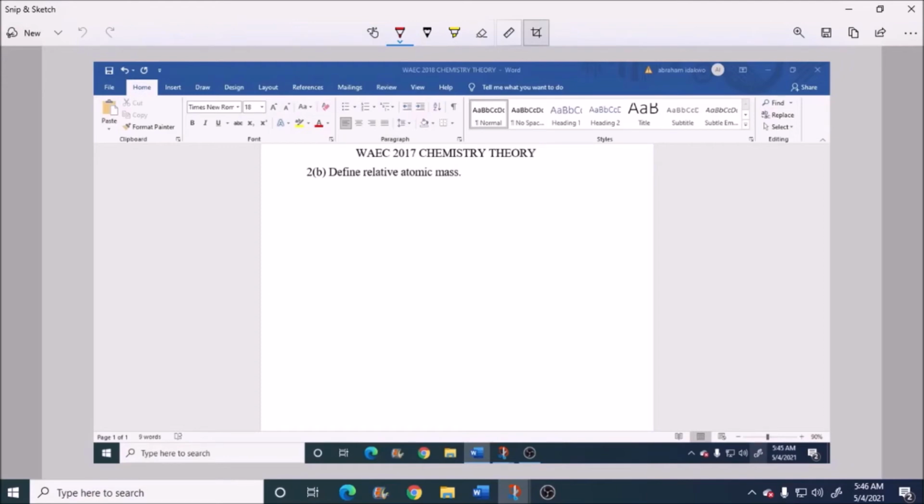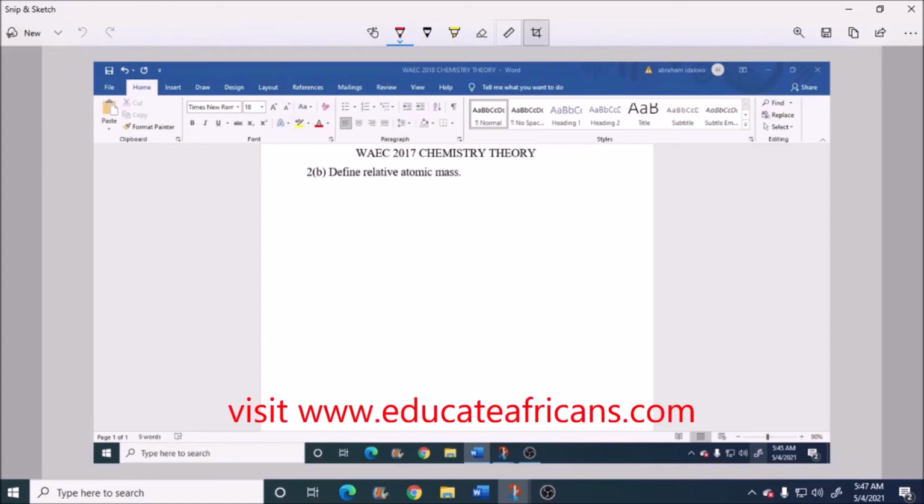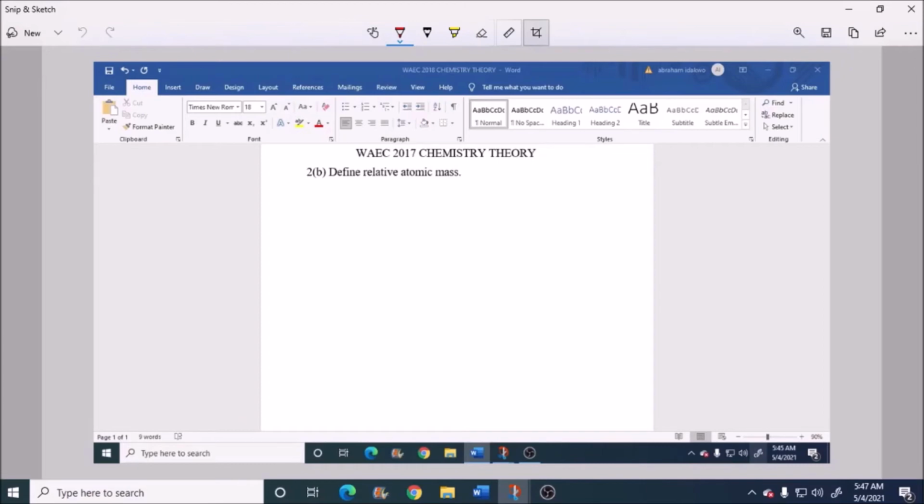And we can still define relative atomic mass as the ratio of the average mass of one atom of an element to 1/12 the mass of an atom of carbon 12.